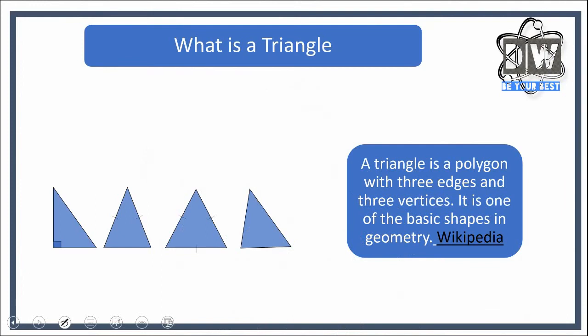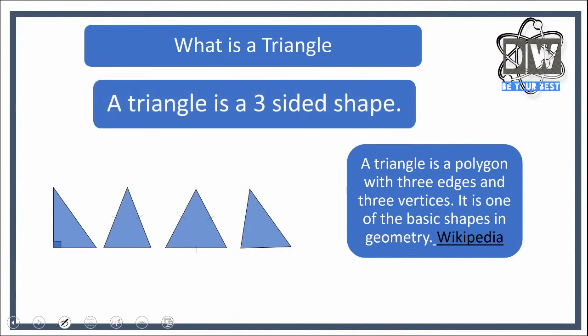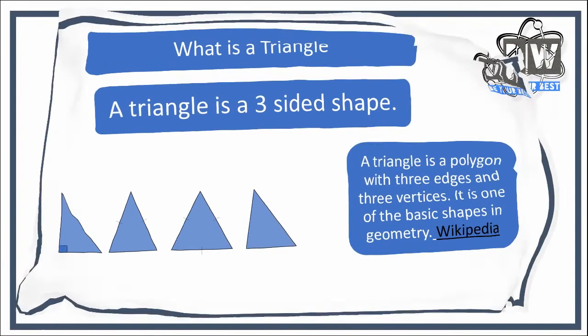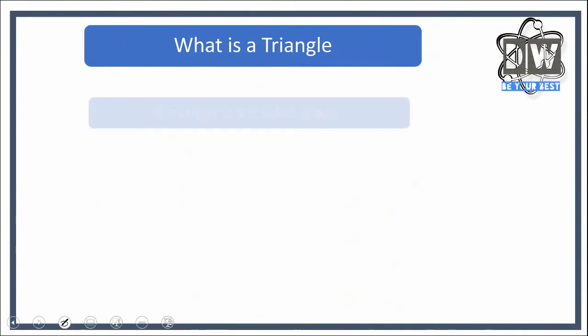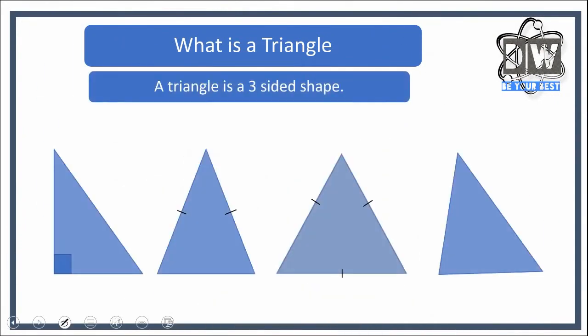What is a triangle? It is a three-sided shape. A triangle is a polygon with three edges and three vertices, and it's one of the basic shapes in geometry. So let's have a look at some examples here. These are the basic shapes, but we're also going to talk about two more as well. Hopefully you can look at these and know them straight away, but we are going to go over them individually, so do not worry too much.